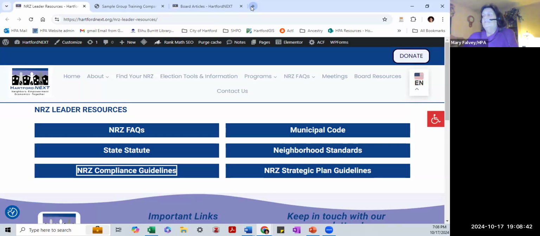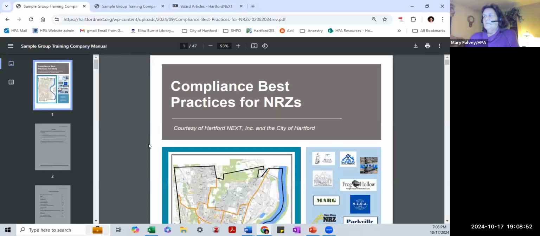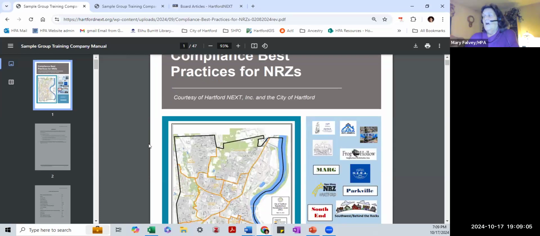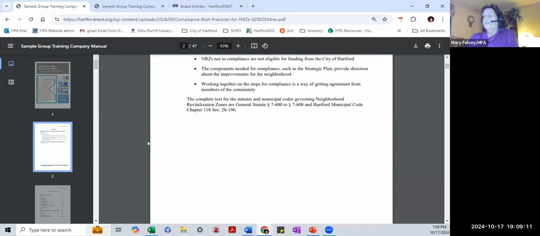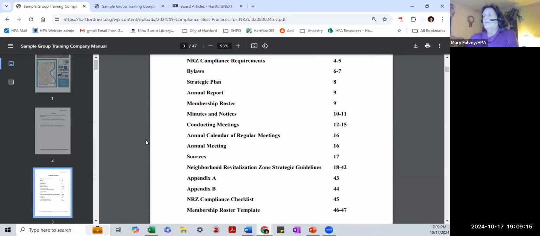One section that I'm personally excited about is our NRZ leader resources. So we have, I believe a lot of people had asked, but especially Janice Castle, the NRZ compliance best practices, which is a resource that every NRZ leader and chair should be reading right away, and it goes through a lot of information besides the history of how the NRZ started. This is where you're supposed to be making annual reports to certain people. You're supposed to be providing minutes to the town clerk. So this is a really important resource, I think.